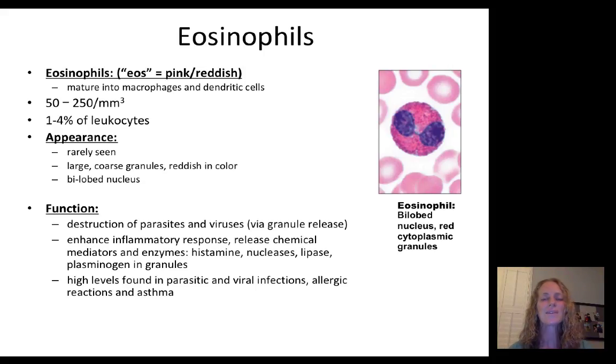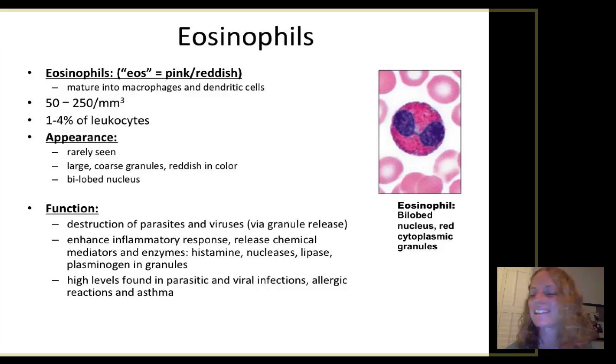Eosinophils. Eos, by the way, means pink or reddish. Oops, there's a typo on this slide. Sorry guys, let me cross that out. That's what I get for copying and pasting. That was for monocytes. Eosinophils don't mature into macrophages, so cross that part off.